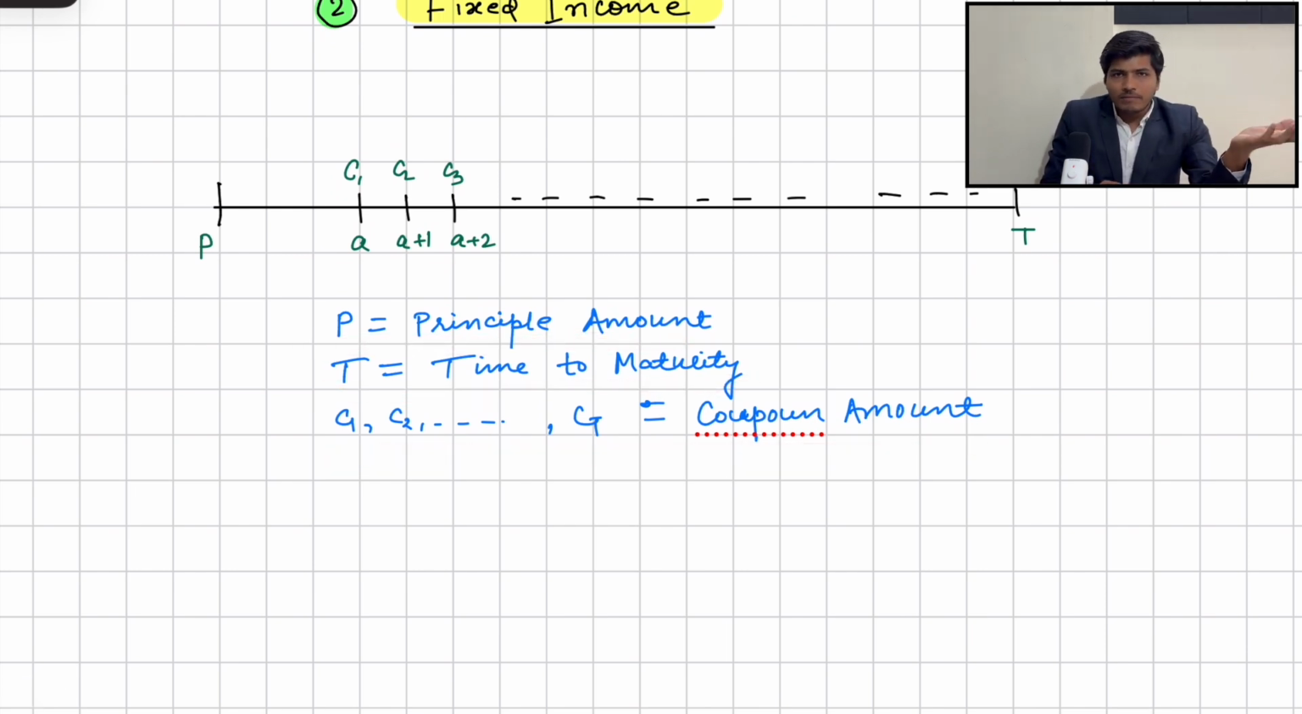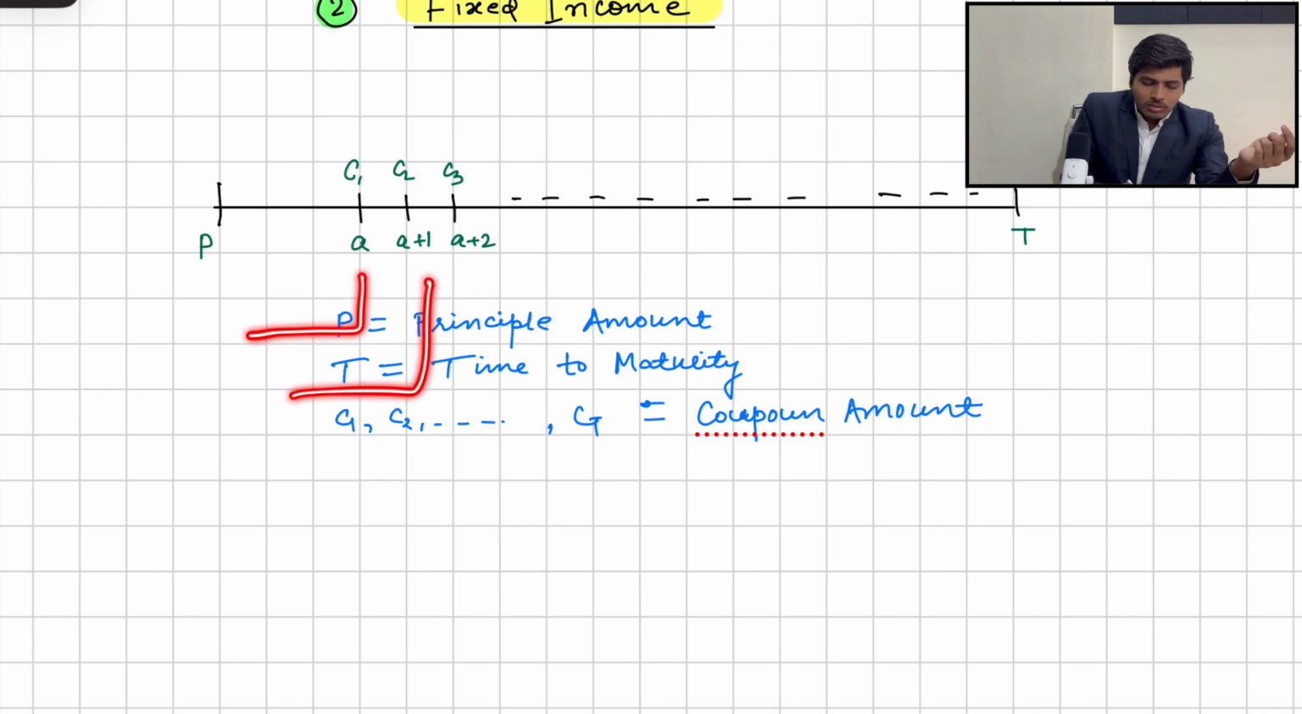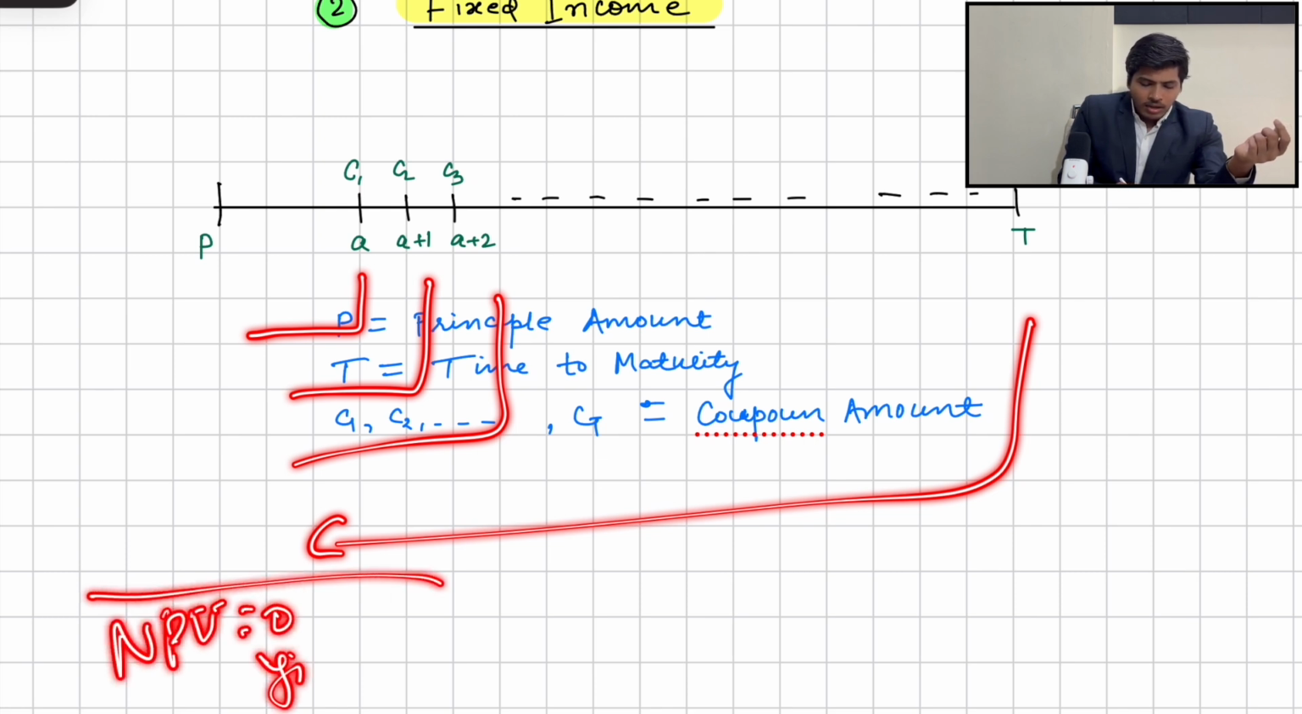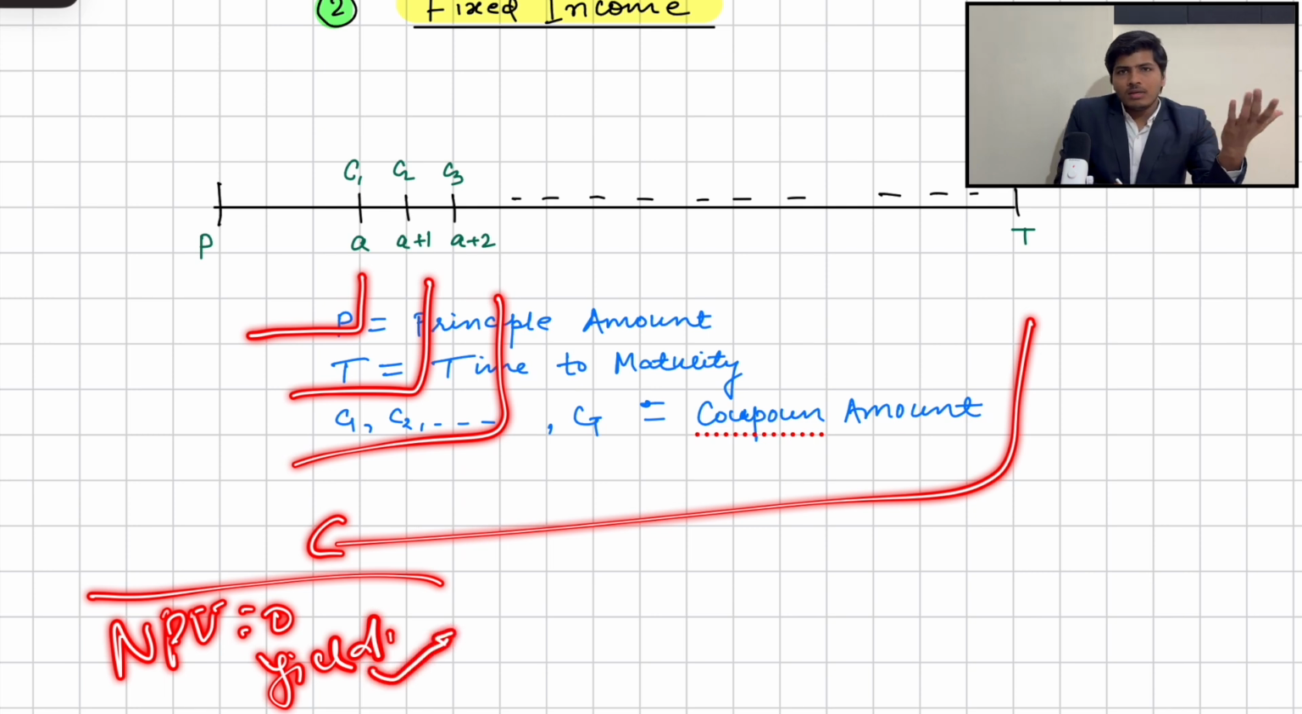So you can easily calculate the yield from this setup by calculating the present value of all these future cash flows, and then setting the net present value equal to 0. You will calculate the yield, right? And this is how yield is calculated in the debt market, like government securities or even treasury T-bills, etc.